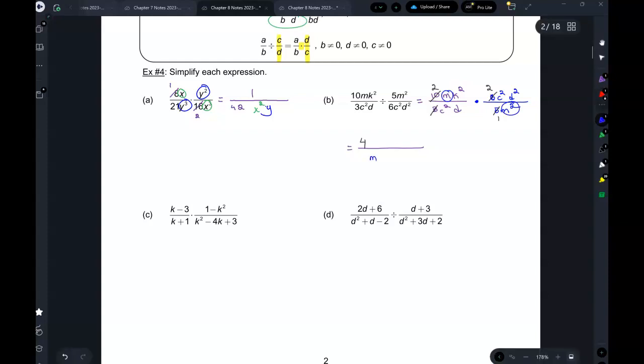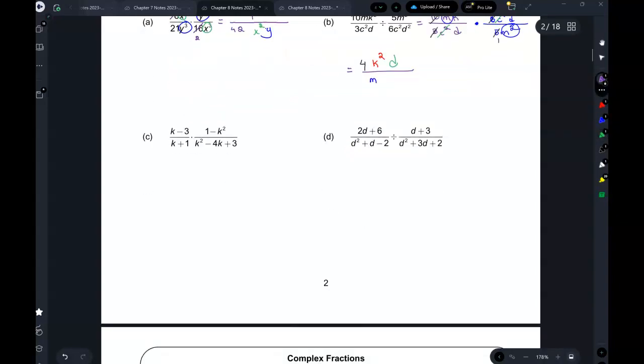Everybody okay with that? K. I have k squared on top, and that's it. So that just stays here. Okay, c squared cancels. And then d, 1 d on top. Cool. All right. Questions?